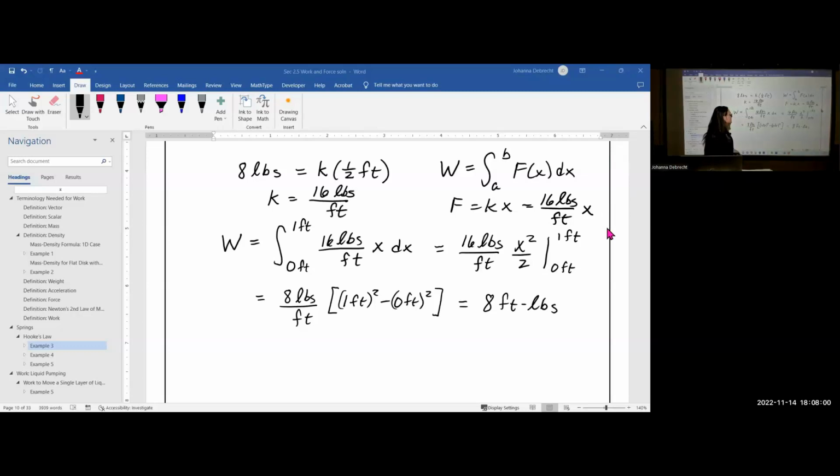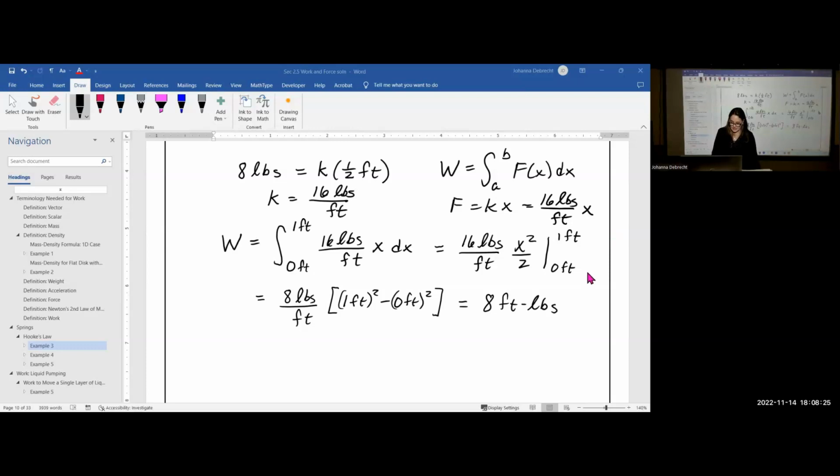So let's see how you did. Again, it's a very, very simple integration here. You get x squared over 2. 16 divided by 2 will give us 8 pounds per foot. And then you need to substitute your limits of integration. 1 foot squared is 1 foot squared, and 0 feet squared is 0 feet squared. And that gives me 8 foot-pounds. And again, that is a measure of work done.